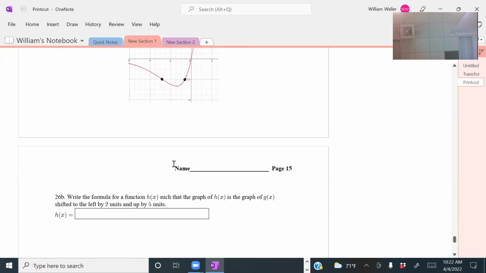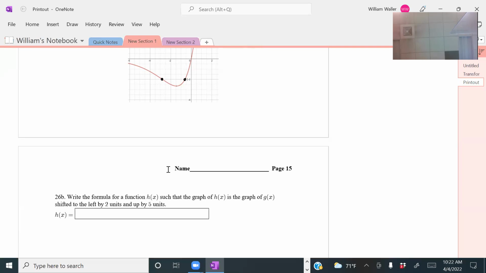Let's see what we're asked to do here, though. We want to write a formula for a function h so that the graph of h is exactly the same as the graph of g. It has the same shape, but we want it to be shifted to the left by 2 units and up by 5 units.